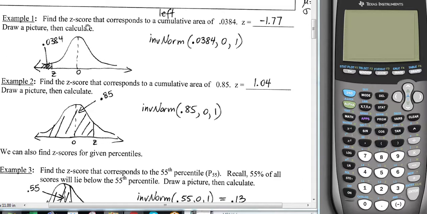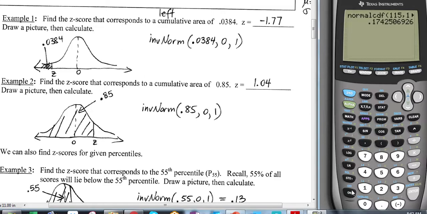Because it's a z-score, that means it's the standard normal, so the mean should be 0, standard deviation should be 1. If the area to the left of this z is going to be 0.0384, that's not a whole lot of area, which means that z-score should be somewhere over here to the left of 0.